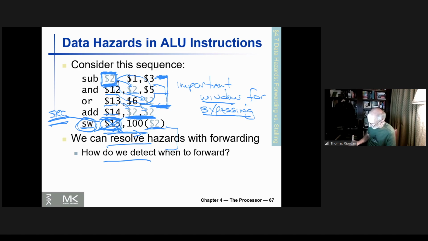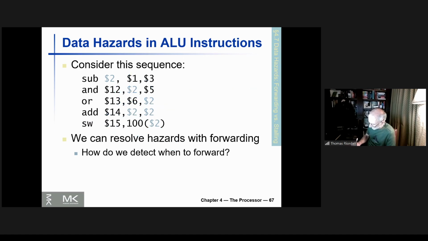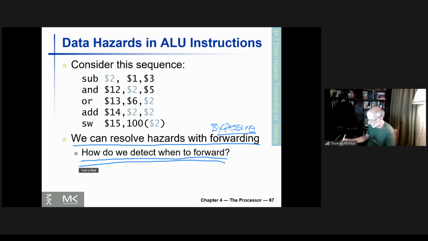Okay, so here he poses the question that we need to answer. He says, we can resolve hazards with forwarding or bypassing, whichever word you like. How do we detect when to forward? So this is the key magic trick that we want to get into our head here. How do we do this? And this is the essence of keeping our pipeline going.